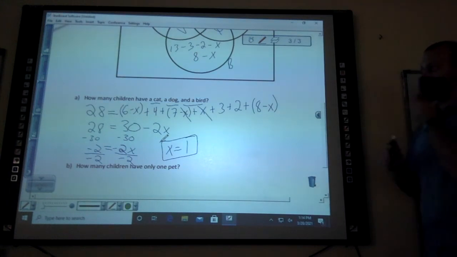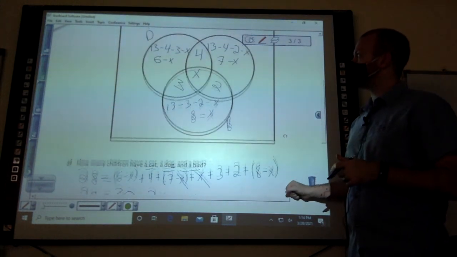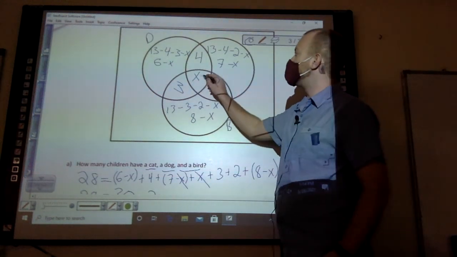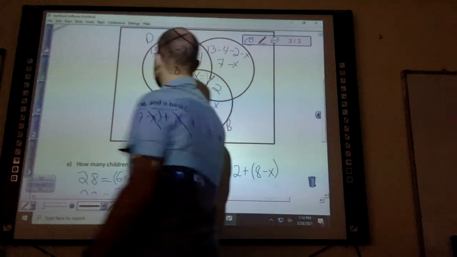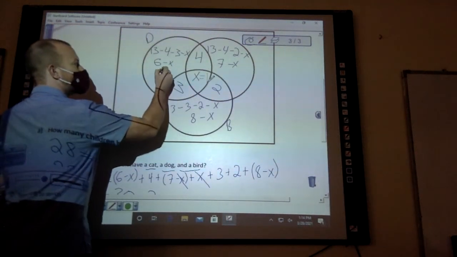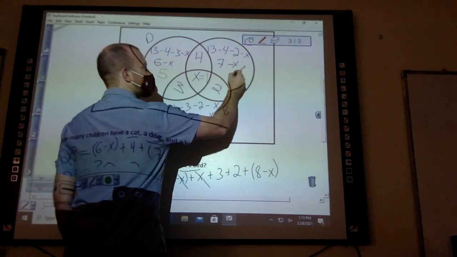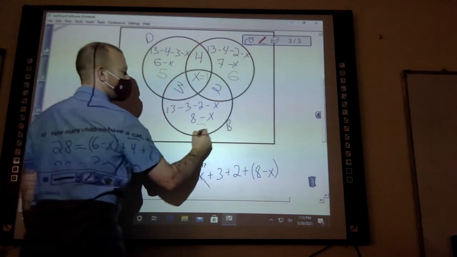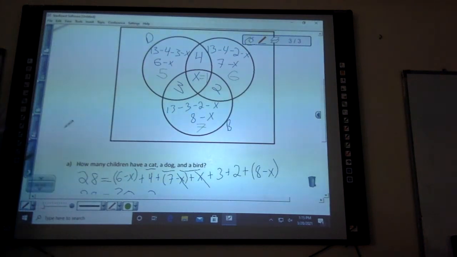So now what I can do is change these numbers. I know x equals 1, so that section's 1. So 6 minus 1 gives you that this is 5. 7 minus 1 gives you 6. This gives you 7. Now I've solved the whole thing. So once I have that middle region, now I'm good, and I can answer any questions you give me.